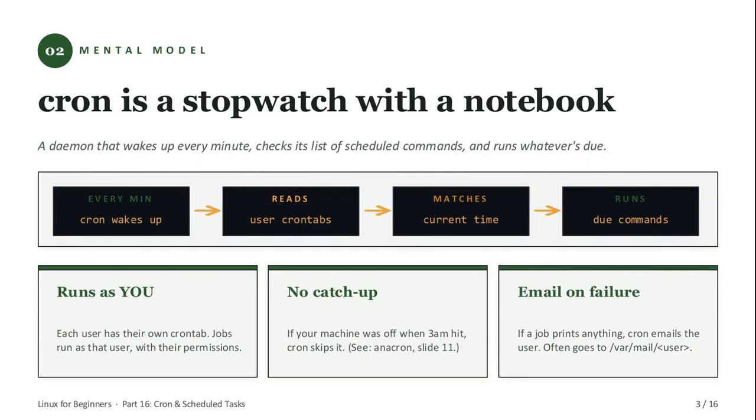So before any syntax, get this picture in your head. Cron is a stopwatch with a notebook. Every minute it wakes up, reads the crontabs, checks what matches the current time, and runs whatever's due. That's the whole job. 3 things worth tattooing on your brain right now. Jobs run as you, with your permissions. If the machine was asleep at 3 a.m., cron just shrugs and skips it, which is why anacron exists, and we'll get to it on slide 11. And if a job prints anything at all, cron quietly emails it to you, usually landing in /var/mail.